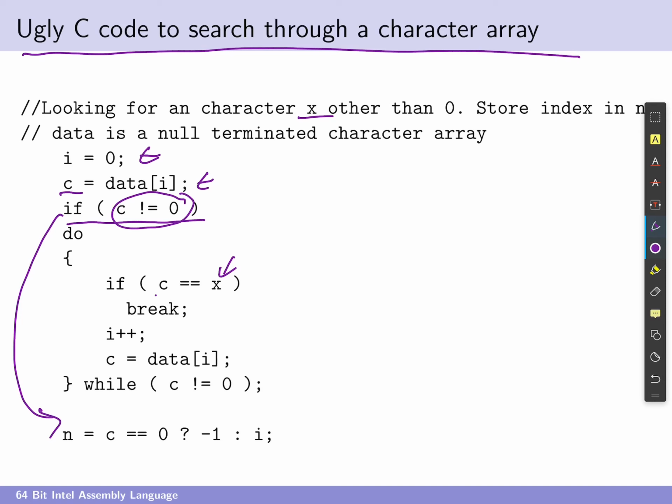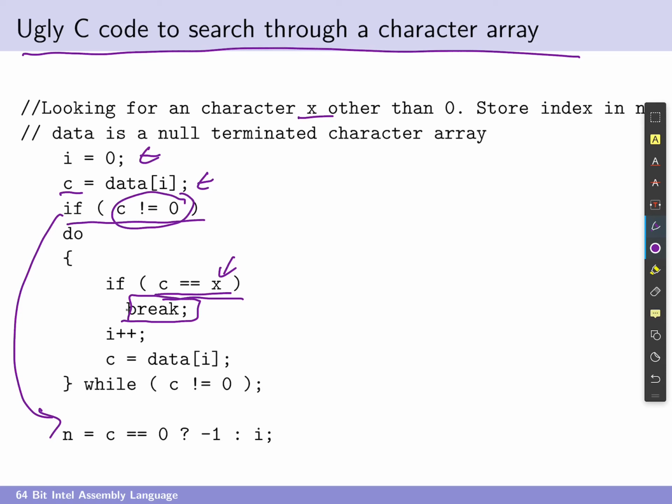If, however, we're in a situation where the first character we're looking at is actually not the null terminator, we now need to actually search the content, so we can start going through our loop body. The first thing here is I'm going to check: is my current character equal to the character I'm looking for? If it is, that's great. I'm simply going to break.